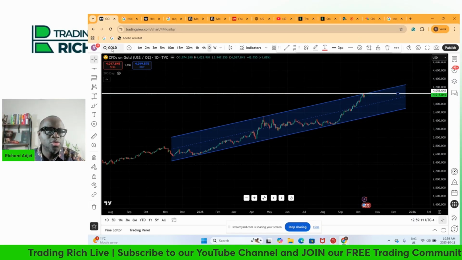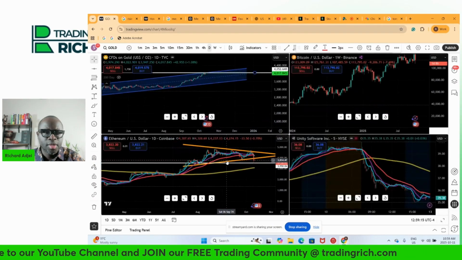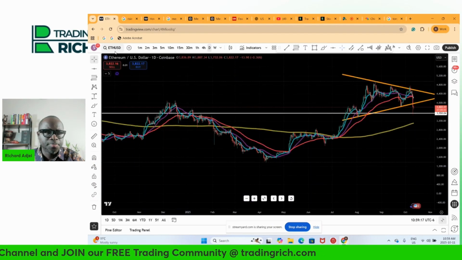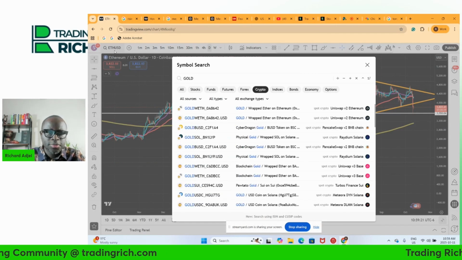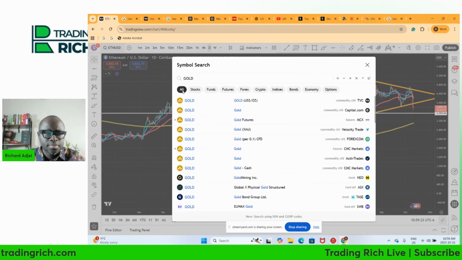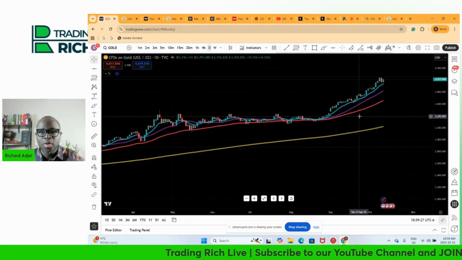So now let's compare this chart. Let's put the indicators in and see where gold is heading. Gold, good old gold. So here, this is what we have on gold.